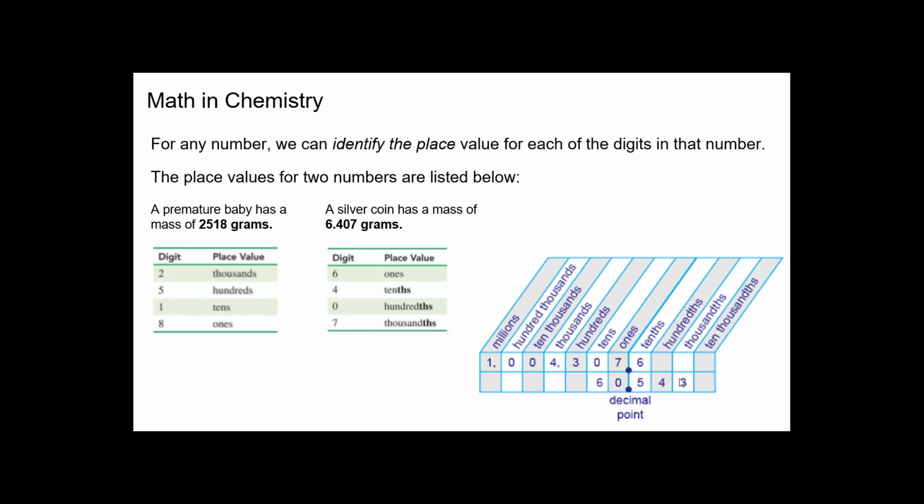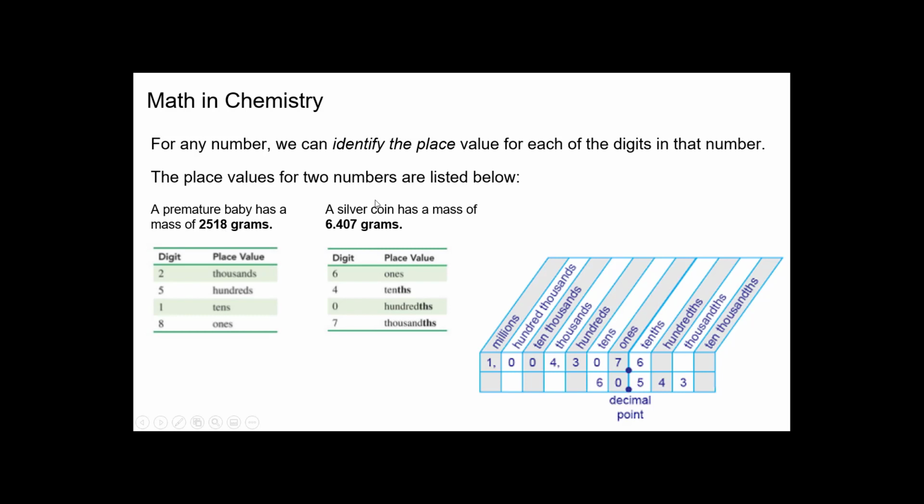But this is where these small little mistakes can cost a lot. So let's take a look at this first one. A premature baby has a mass of 2,518 grams. So let's take a look at the place value. There's no decimal, and this is a positive number. So that means that the 8 is in the ones, the 1 is in the tens, the 5 is in the hundreds, and the 2 is in the thousands.